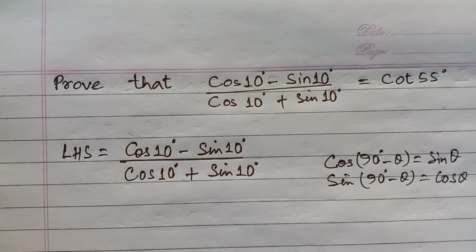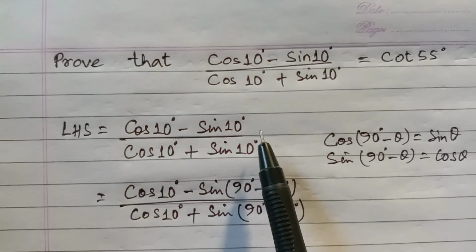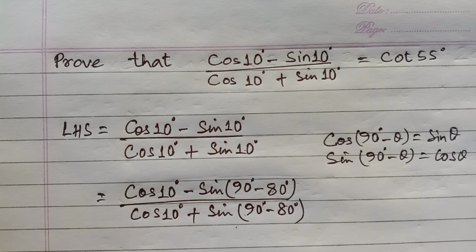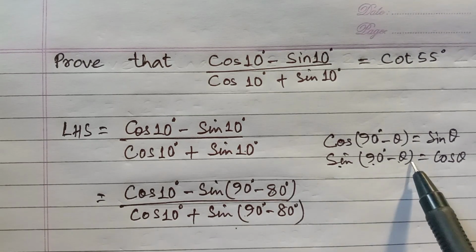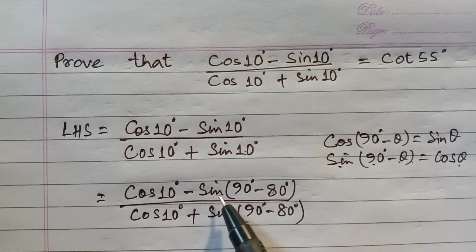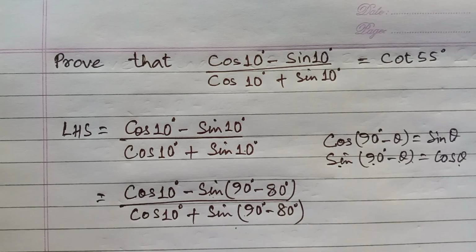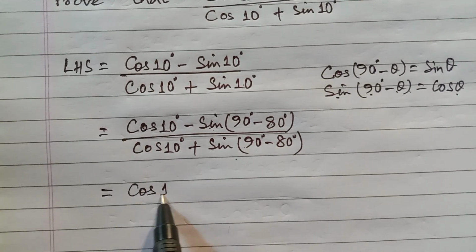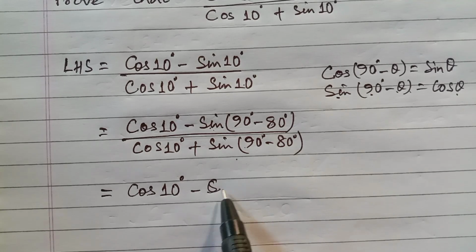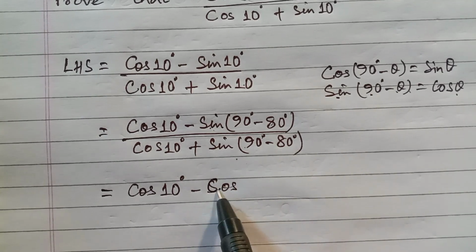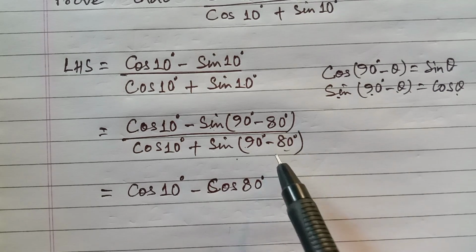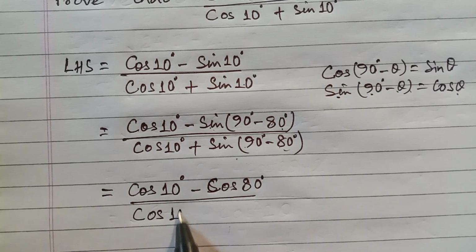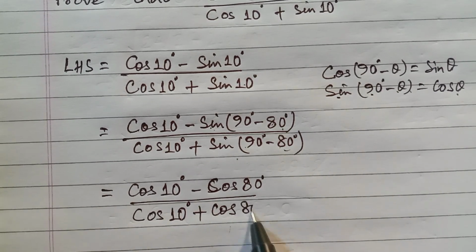So let's use this. And here I wrote the sin 10 degree of the numerator and denominator as sin 90 degree minus 80 degree. Okay, so now I got this thing, sin 90 minus theta equal to cos theta. In the next line I am going to get cos 80 degree. So I am going to write it as cos 10 degree minus cos 80 degree, because theta is 80 here, and upon I get cos 10 degree plus cos 80 degree.